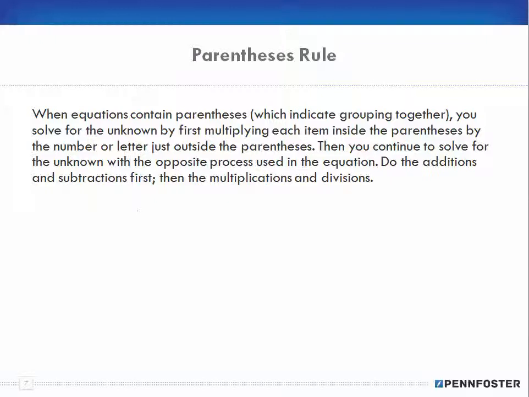But we need to. All right, so we were at 4, let's erase that. 4 times the quantity b plus 1. All right. You first multiply each item inside the parentheses by the number or letter outside the parentheses. So that's 4 times b, and then 4 times the plus 1. Then you continue to solve for the unknown with the opposite processes used in the equation.